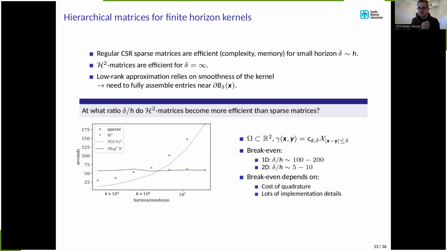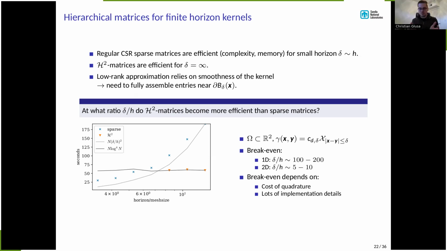we see that the cost to assemble into a sparse matrix is quite low, but as we increase the horizon size, the cost keeps on going up. On the other hand, if we assemble using hierarchical matrices, the cost effectively stays more or less constant. And there is a break-even point that I determined for both 1D and 2D, and I gave it here, but there's no hard and fast rule for what this break-even point is.